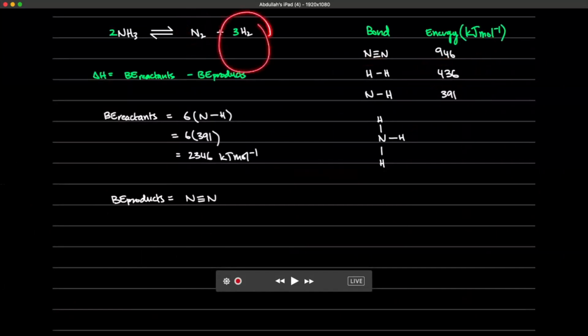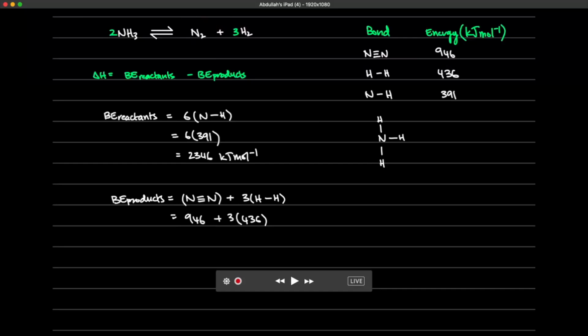और हाइड्रोजन के हमारे पास 3 मॉलिक्यूल्स हैं. अब एक मॉलिक्यूल में एक बॉन्ड होता है, एक मॉलिक्यूल में एक बॉन्ड होता है, तो 3 मॉलिक्यूल में कितने होंगे? We'll have 3 of these, right? We'll have 3 HH bonds. So this will be 946 plus 3 times 436.